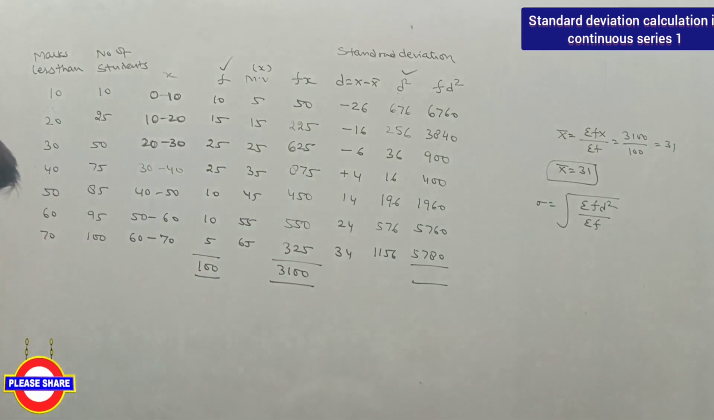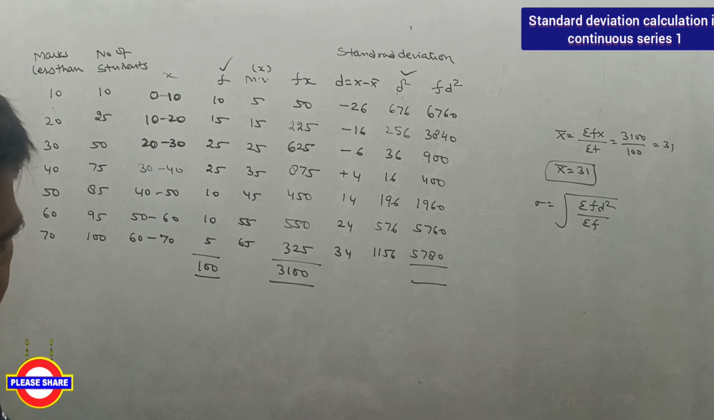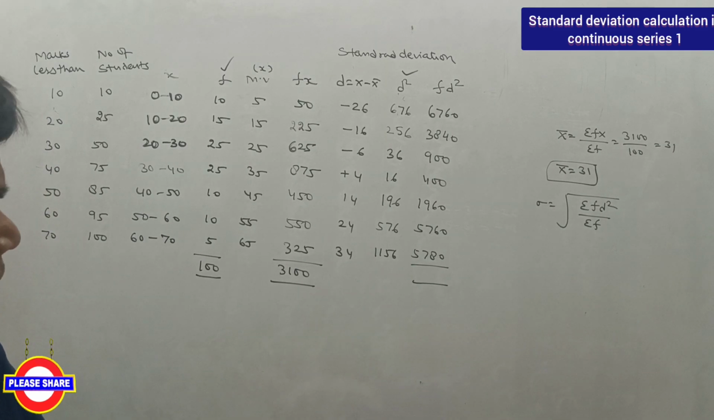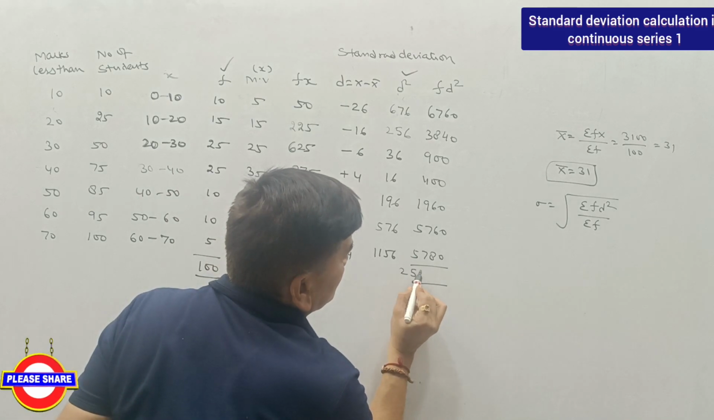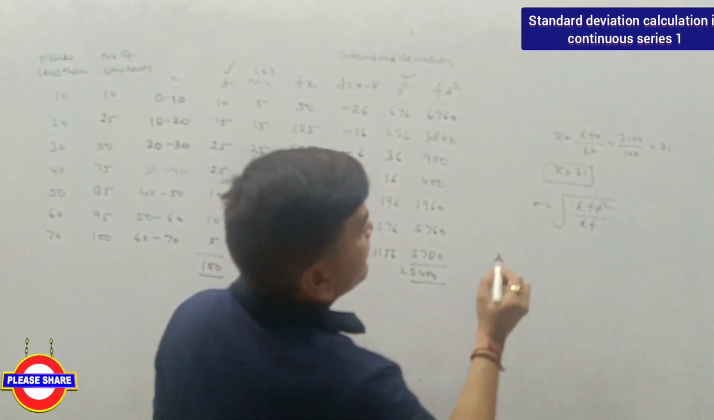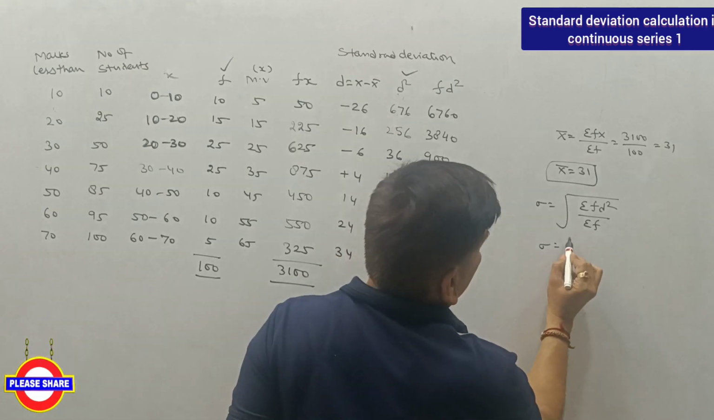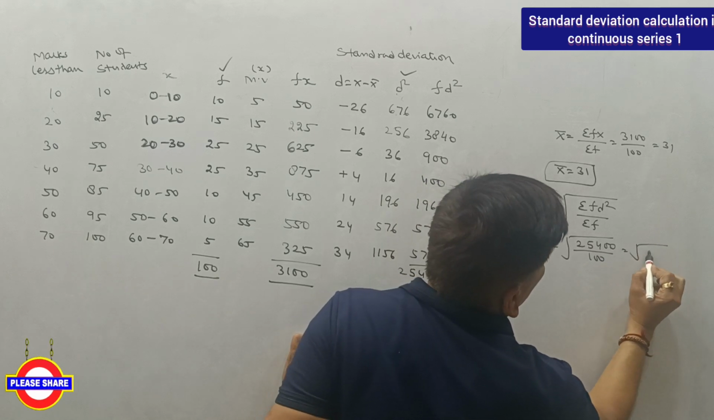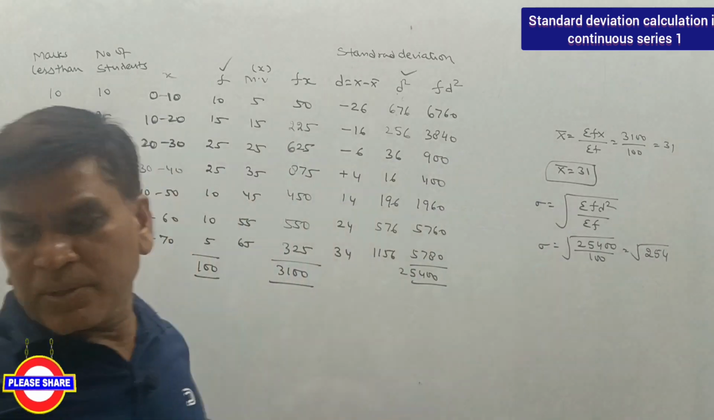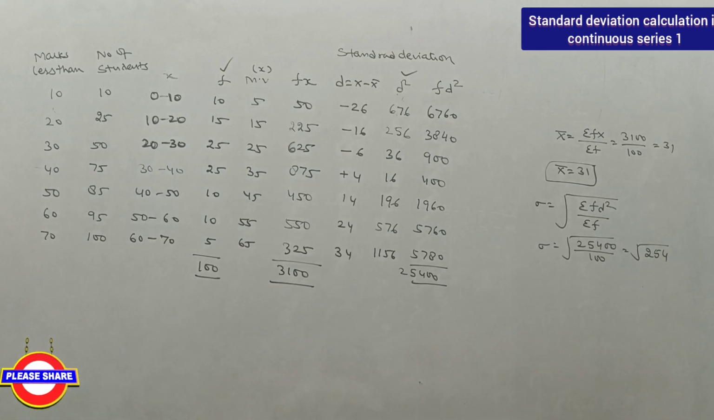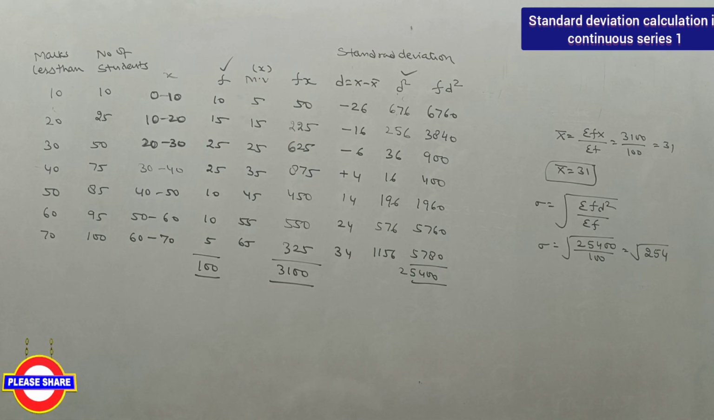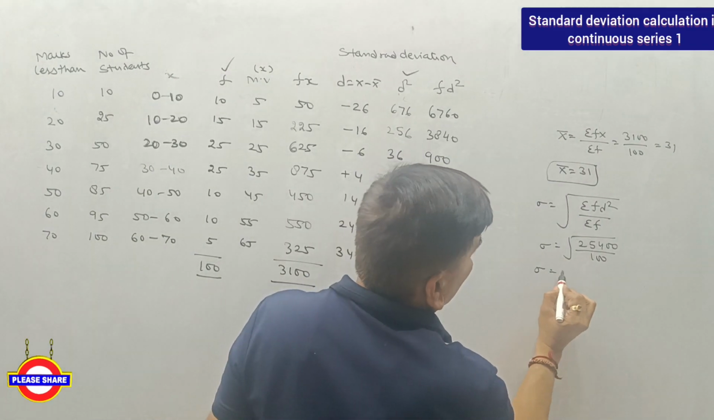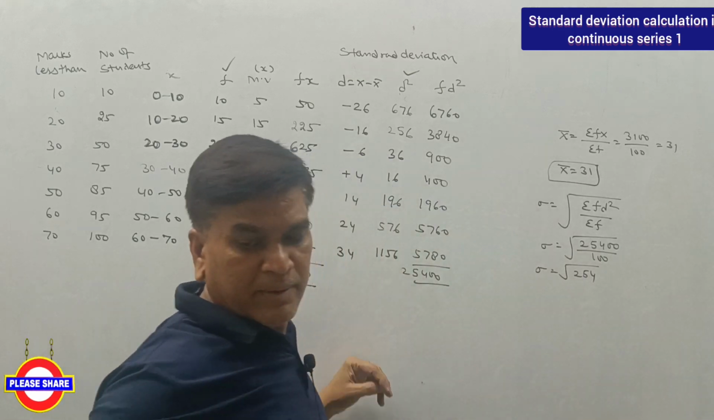So the addition of this will be 25400. For getting standard deviation, what we will do? Standard deviation is equal to under root of 25400 divided by 100, that is under root 254.